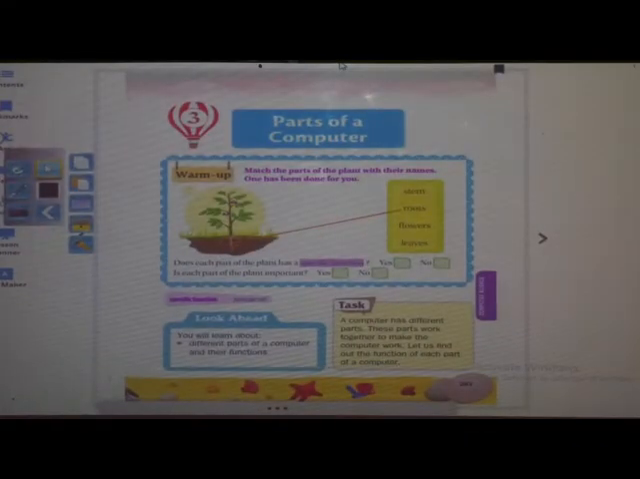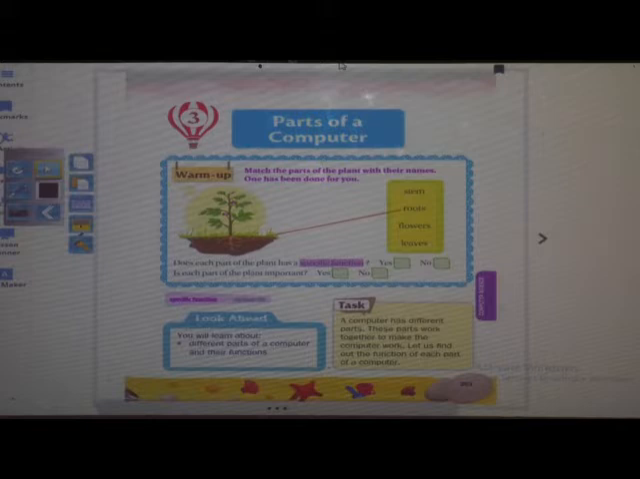Okay, now today we are going to start the next lesson, that is Parts of a Computer. So everybody open your book, Saffron book, page number 243. So students, what is the name of the lesson? Parts of a Computer. Parts means what? You have all learned the different parts of your body. Those are legs, hands, eyes. So a computer also has parts.